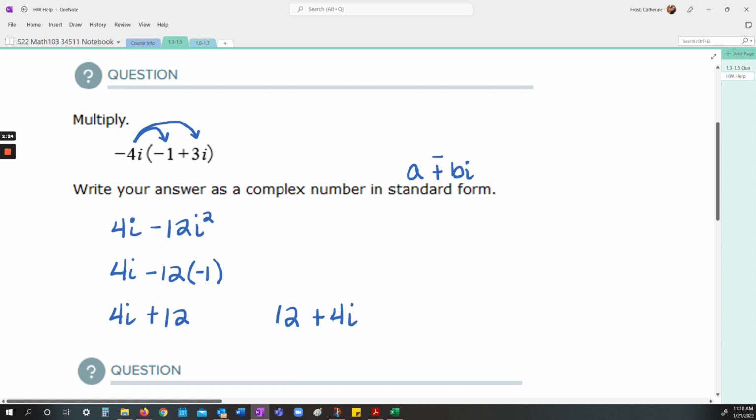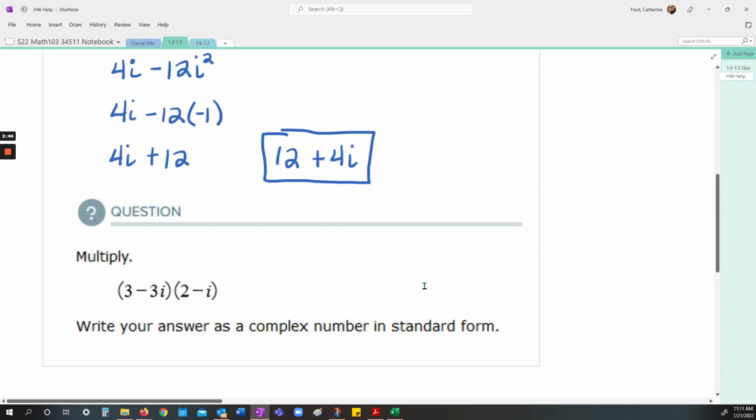And notice that 12 and 4i are not like terms. We can't add these. This is not 16i. i itself, you don't replace with anything. It's only i squared that is equal to -1. So this is done. Okay, so let's try this other one.